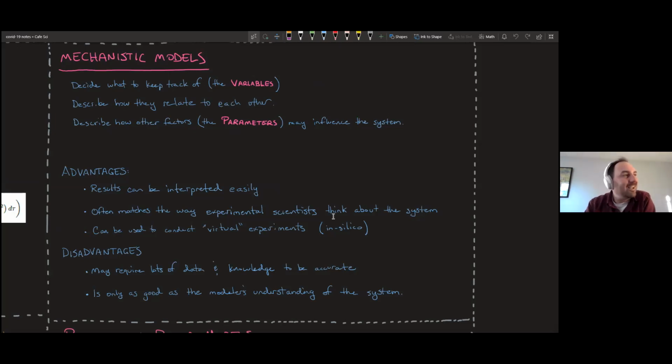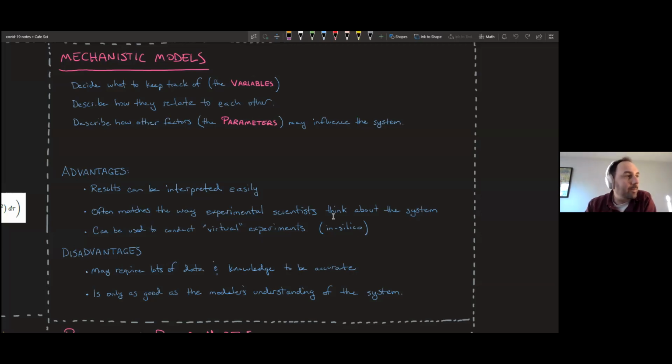So a mechanistic model, what you do in one of these is you pick some things that you want to keep track of. We'll call those the variables. Those are just things that change over time. So you're going to see those are things like the number of people who are infected. You want to describe how they're related to one another. So in an epidemic, of course, the number of infections is related to the number of interactions you have between people who are infectious and people who are susceptible to that infection. And then you describe somehow how those relationships are modified by various environmental factors. You call those parameters. So examples of parameters would be things like how often people are going out of their house, how often they're washing their hands, things like how much hospital capacity you have are all parameters.